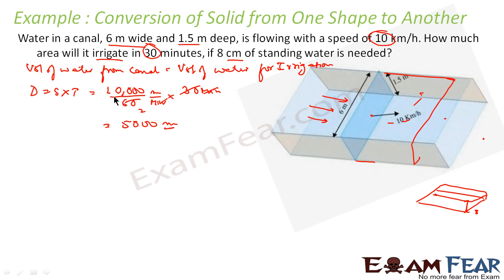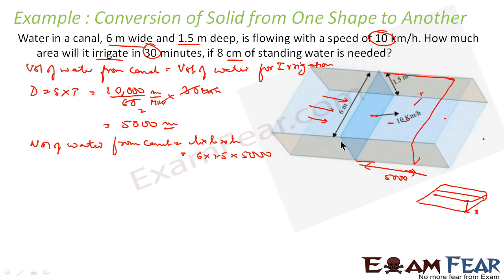So the volume of water from the canal will be L into B into H. Correct. Length is given, breadth and height are given, 3 dimensions are given, 6 meters into 1.5 meters. And now we have to find this 5,000 meters. Why? Because this point traveled 5,000 meters. So this is 5,000.